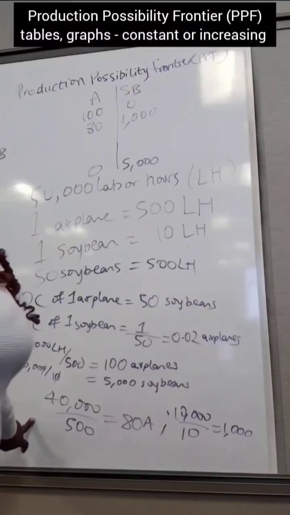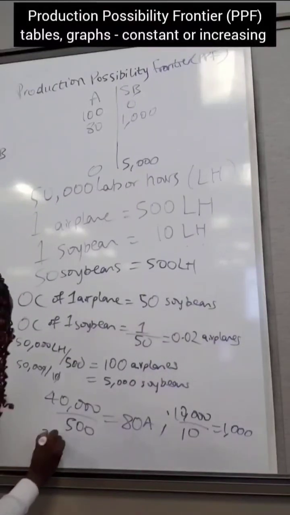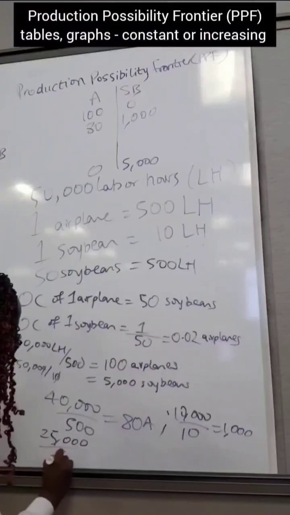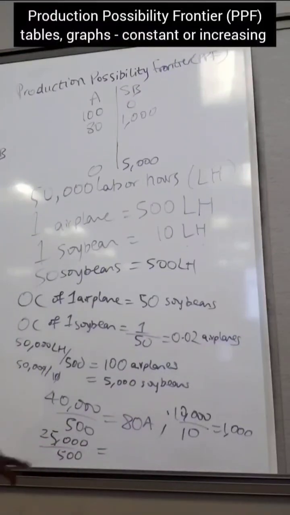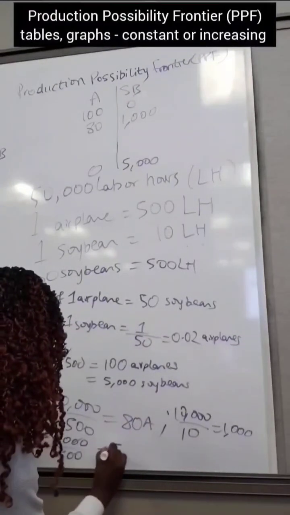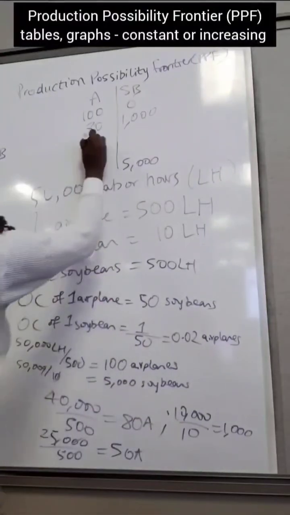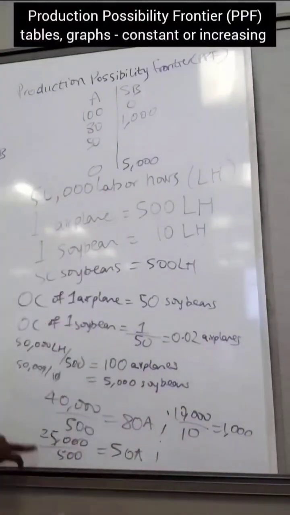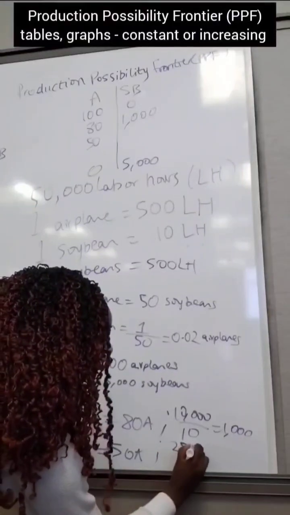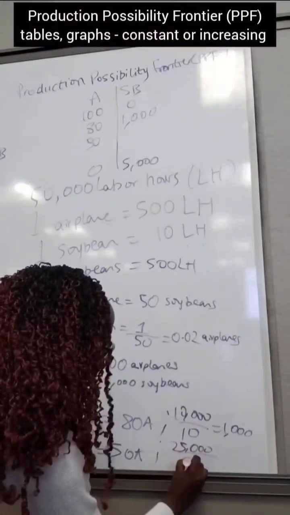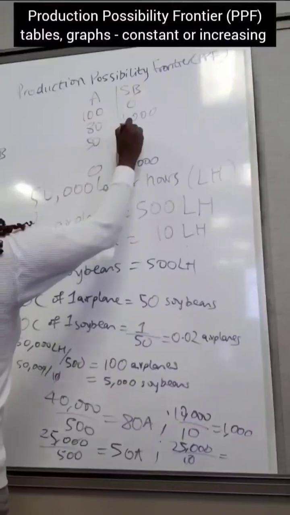Okay? We still have some other combinations to fill. So let's say you decide to take 25,000 each. So 25,000 divided by 500 for airplanes is going to give you 50 airplanes. And if you take 25,000 for airplanes, you're left with another 25,000 for soybeans. Divided by 10, that's going to give you 2,500 soybeans.